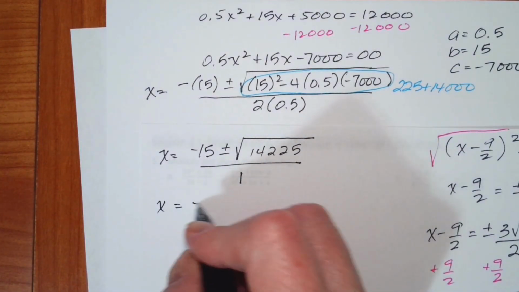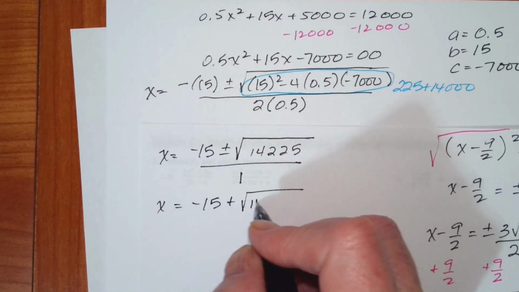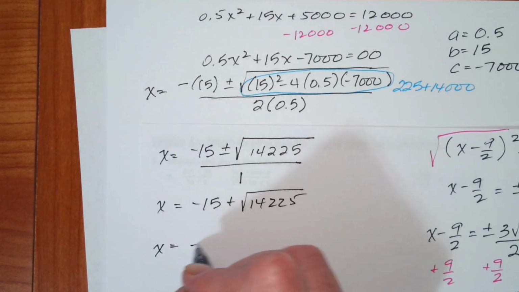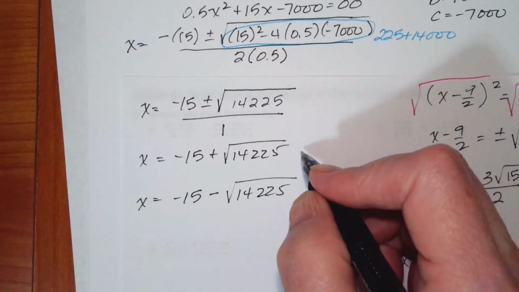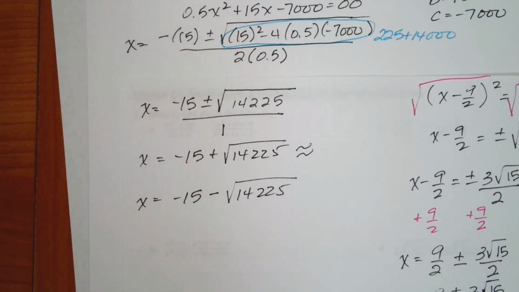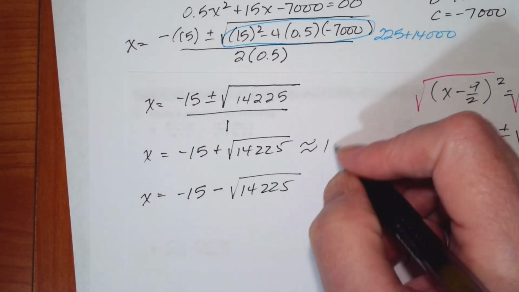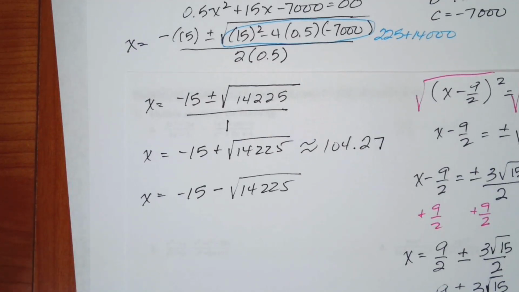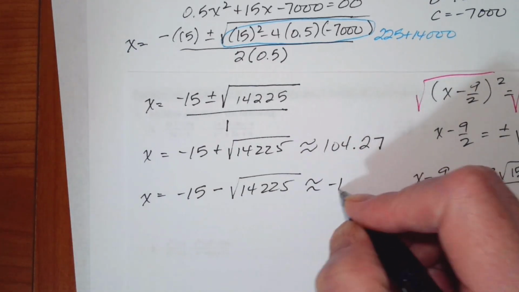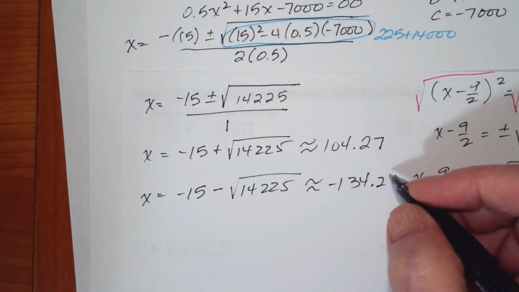Okay, so that means negative 15 plus the square root of 14,225, or negative 15 minus the square root of 14,225. And this will be approximately 104.27. Negative 15 minus the square root is approximately negative 134.27.